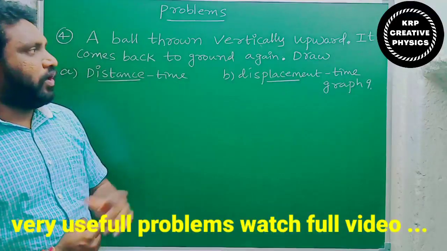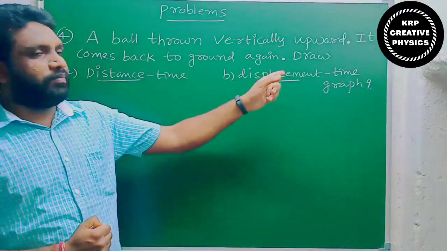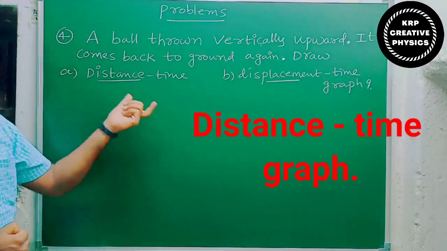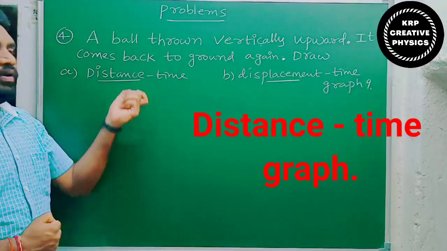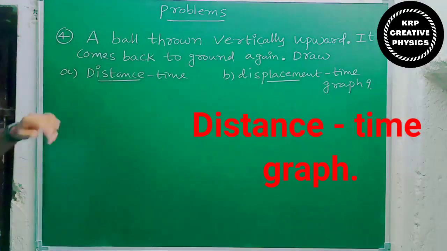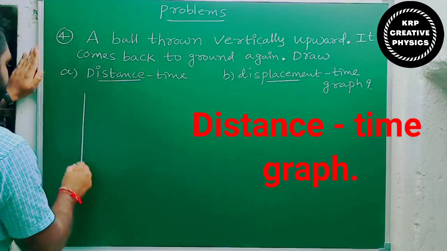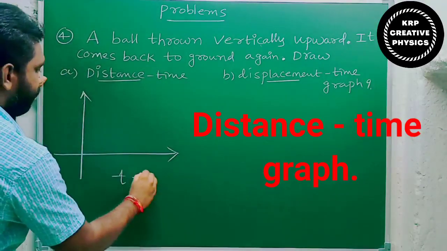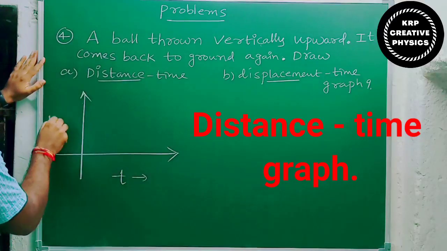Okay, na? So according to the direction, displacement time graph direction also changes. But in this one, there is no change in slope, and we are going to get the same graph. Okay. So let's see here. First of all, we will consider distance time graph. So the distance time graph I am going to draw here.